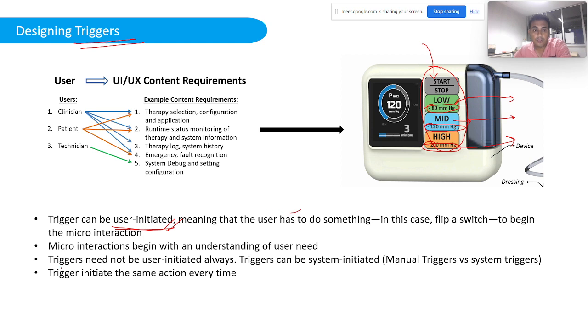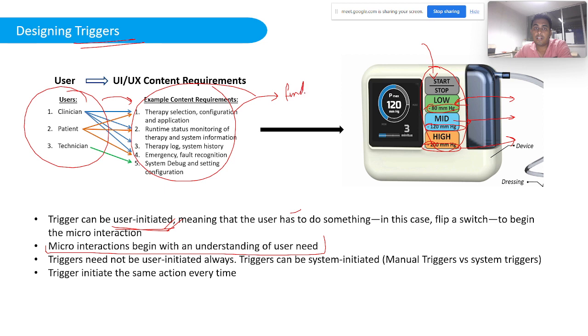Now I told you micro interactions begin with an understanding of user requirements. These contain requirements, as I told you, consulted information of user requirements, and then those were converted into functional specifications plus interaction ideas. But indirectly, these are the implication of user requirements.